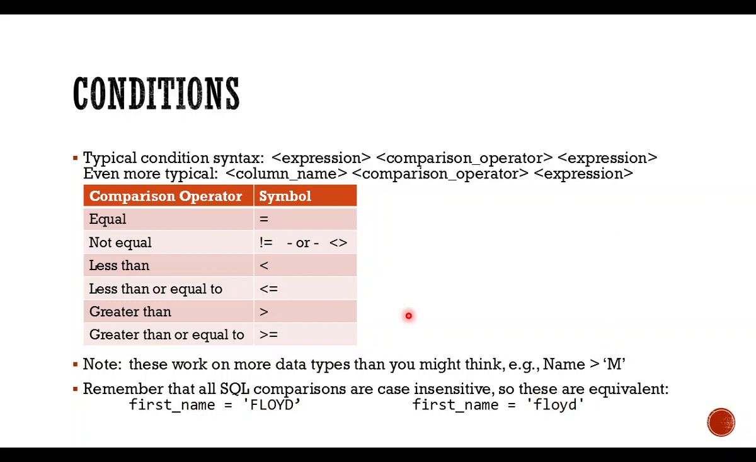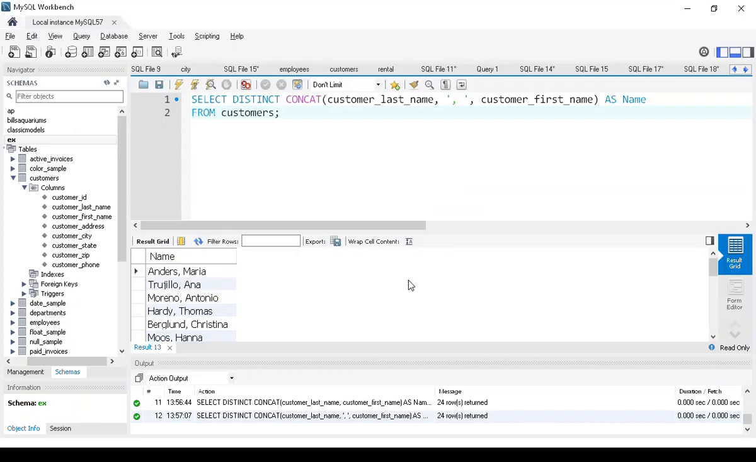Okay, so now let's look at how you can do complex conditions, because we know we can do simple ones like first name equals Floyd. Let's do a quick experiment with that. Let's find somebody whose last name is Lincoln. In this case, we can practice by saying where, and then we're going to say customer last name equals Lincoln.